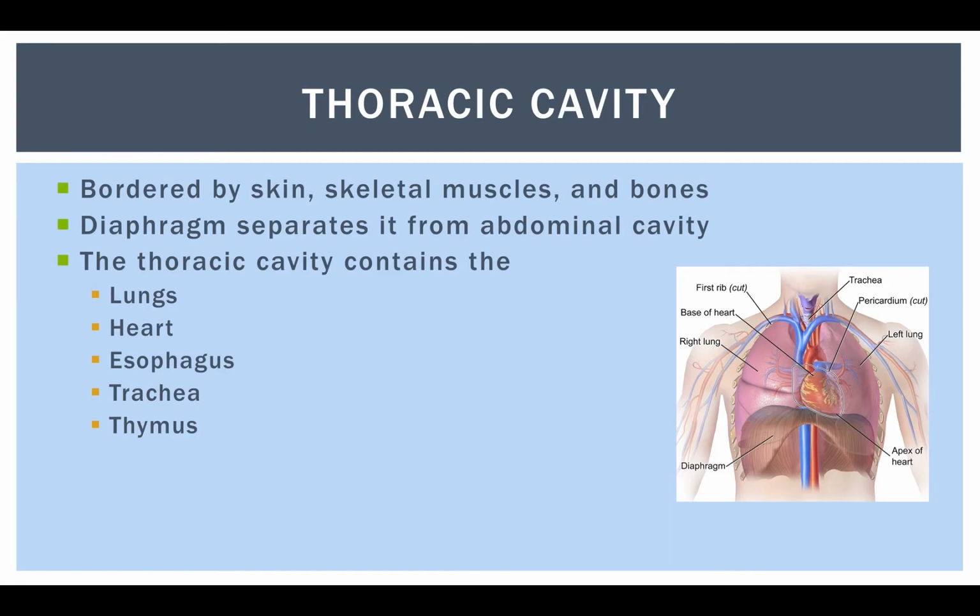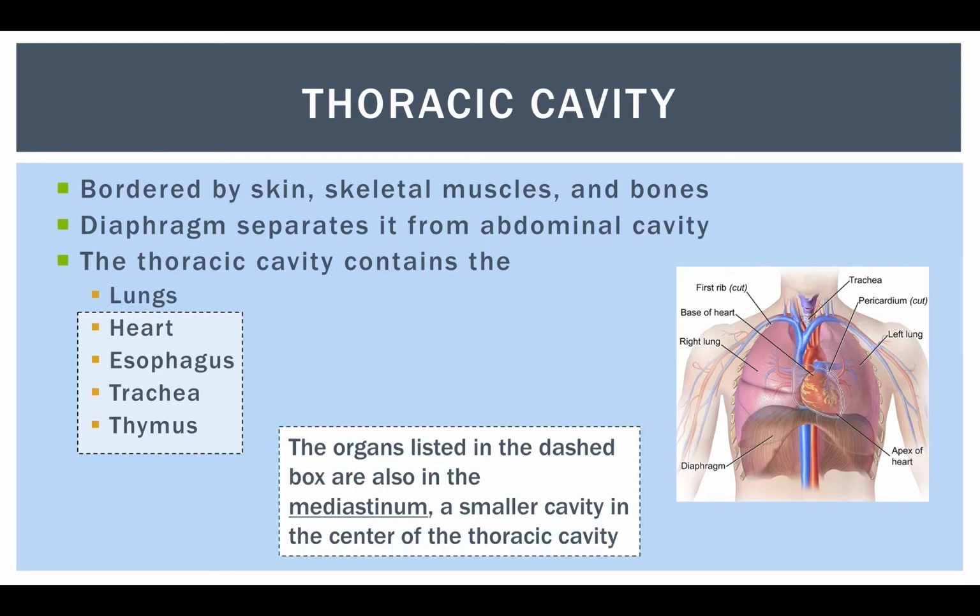Additionally, you can see I put everything except for the lungs into this dashed box. The organs listed in the dashed box are also in the mediastinum. It's a smaller cavity that's in the center of the thoracic cavity. And so this mediastinum contains the heart, the esophagus, the trachea, and the thymus.